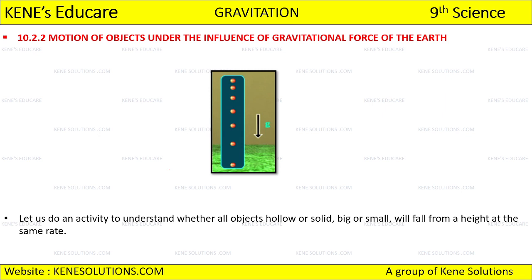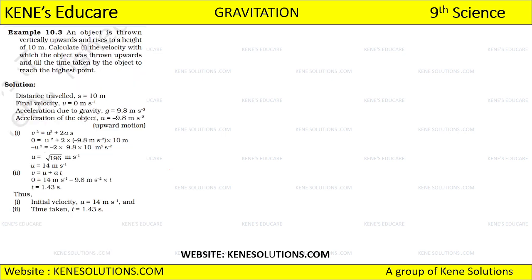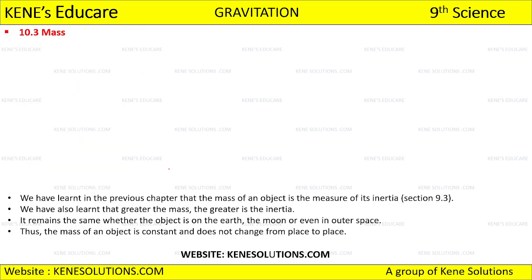Then we'll discuss the motion of an object under the influence of the gravitational force of the earth in detail. Then we will discuss example 10.2 in detail, like how to calculate the speed and average speed. Then we have another example, which we'll discuss. And whenever it comes to gravitational force or any kind of force, mass and weight are two important concepts that come into the picture. So we'll discuss that as well.